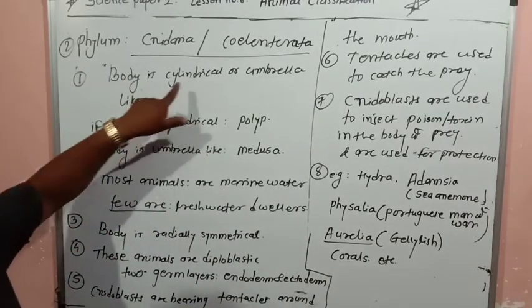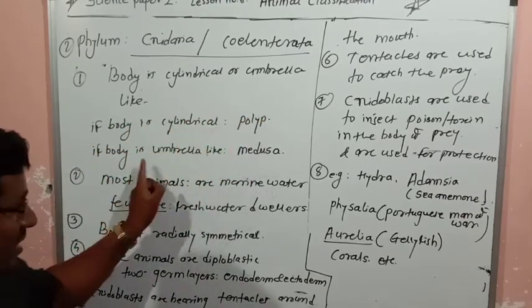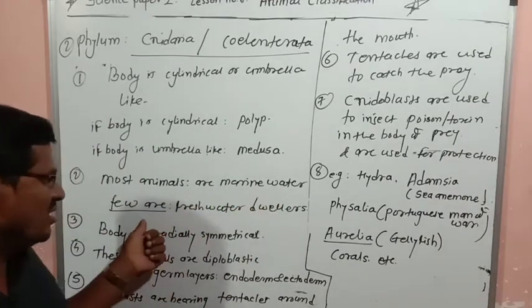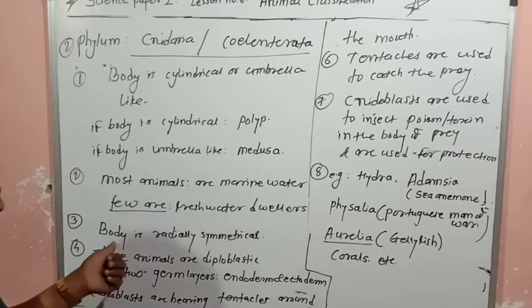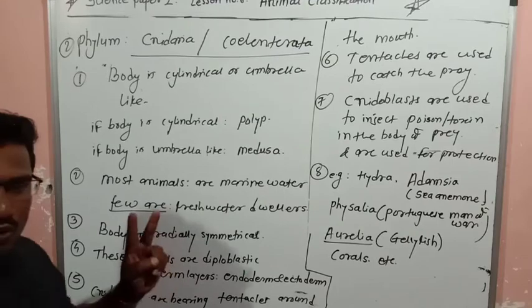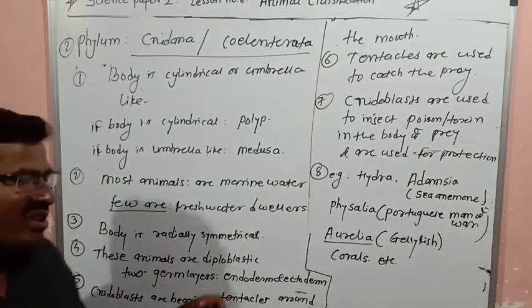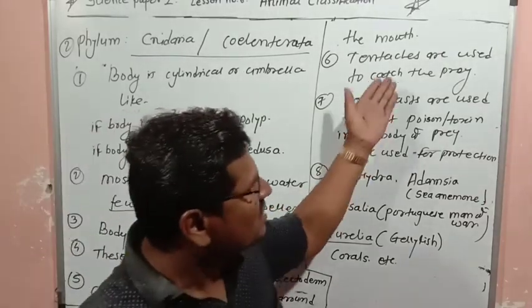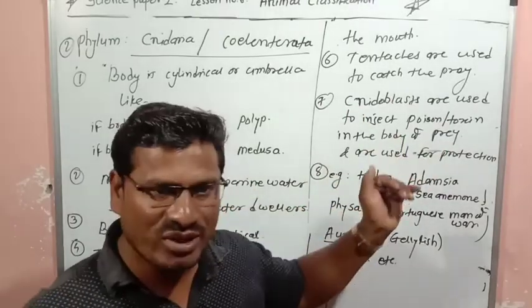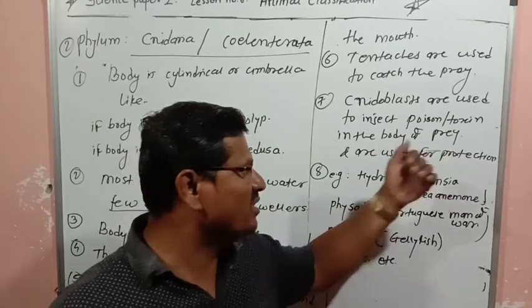So which are the characteristics? One more time we will see. Body is cylindrical or umbrella like. If cylindrical, polyp; if umbrella like, medusa. Most animals are marine water, some are freshwater dwellers. Body is radially symmetrical. These animals are diploblastic, with two germ layers, endoderm and ectoderm. They bear tentacles around their mouth. Tentacles are used to catch the prey. Nematoblasts are used to inject poison toxin into the body of the prey. They are used for protection.